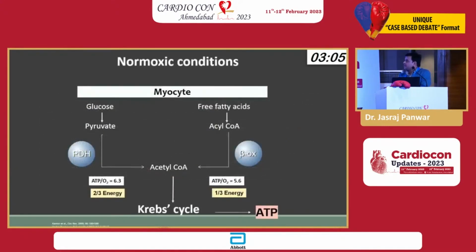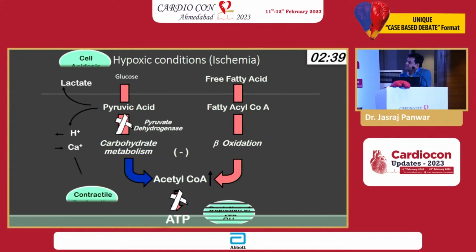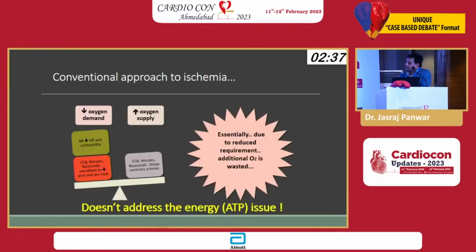Coming to the basic energy used by the heart, most of the energy is supplied by free fatty acid metabolism through beta oxidation, while glucose metabolism contributes 30%. So this is at rest. What happens in ischemia? The glucose pathway is inhibited and free fatty acid pathways keep going on, which we do not require in ischemia. This results in inhibition of pyruvate dehydrogenase, more lactate and protons produced, leading to cell acidosis and contractile dysfunction.